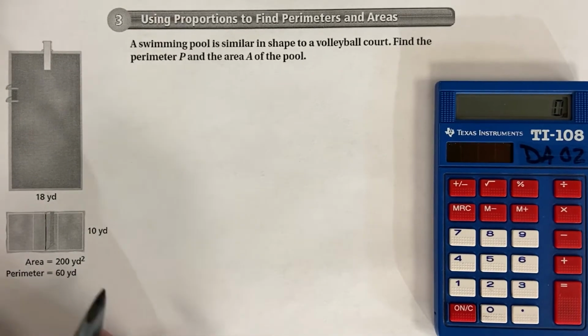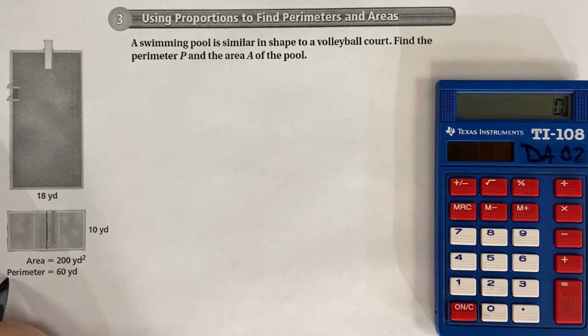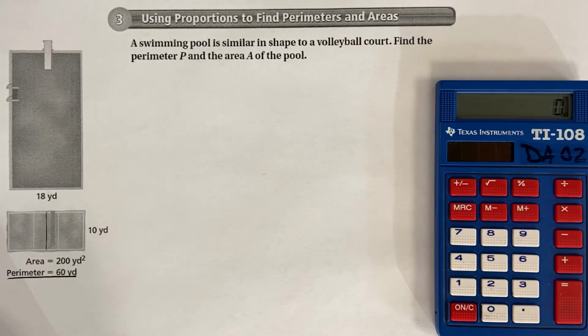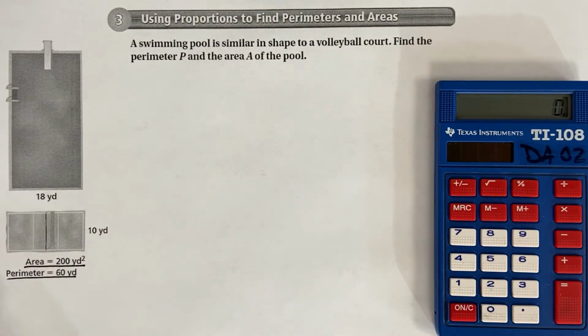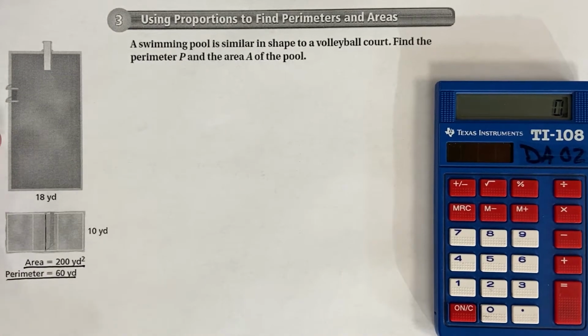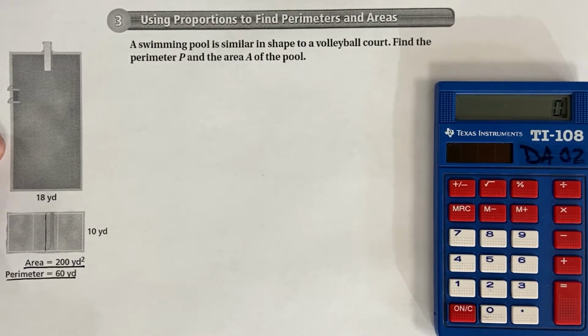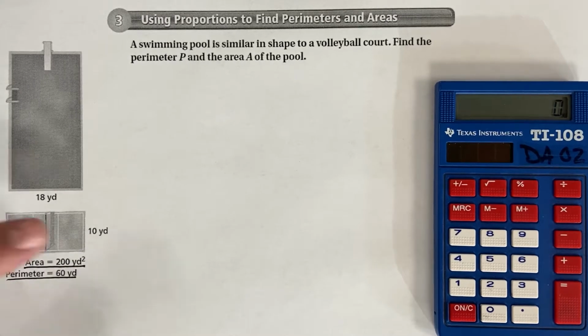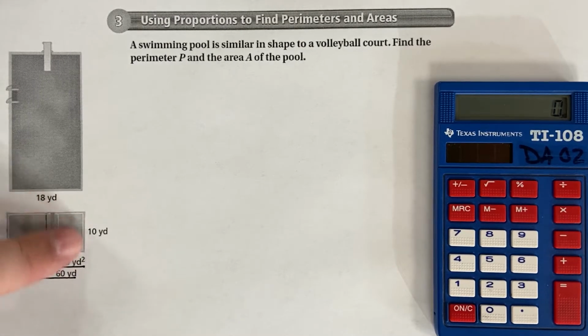So we need to look at what we have. We know the perimeter of the volleyball court is 60 yards. We know the area is 200 yards. So the swimming pool should be proportional. Well, how do we find the perimeter? We add the outside. We have only one dimension. We know this is 10 yards.